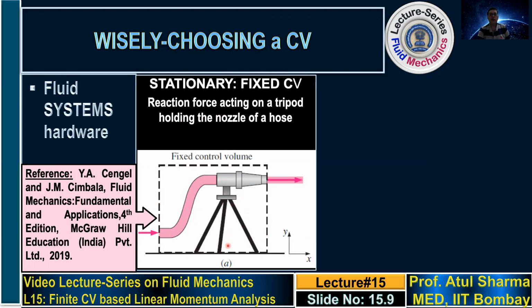So the net external force, which will be the reaction force acting on the tripod in the x direction, equals the net x momentum flow rate leaving the control volume. We calculate the momentum flow rate as mass flow rate multiplied by the u velocity at the outlet, minus the x momentum flow rate at the inlet, which is mass flow rate into u velocity at the inlet. This will be equal to the net reaction force acting on the tripod. So this is the control volume that we take for a fixed control volume. In a fixed control volume, the velocities that we consider are the absolute velocities, since the control volume is fixed.